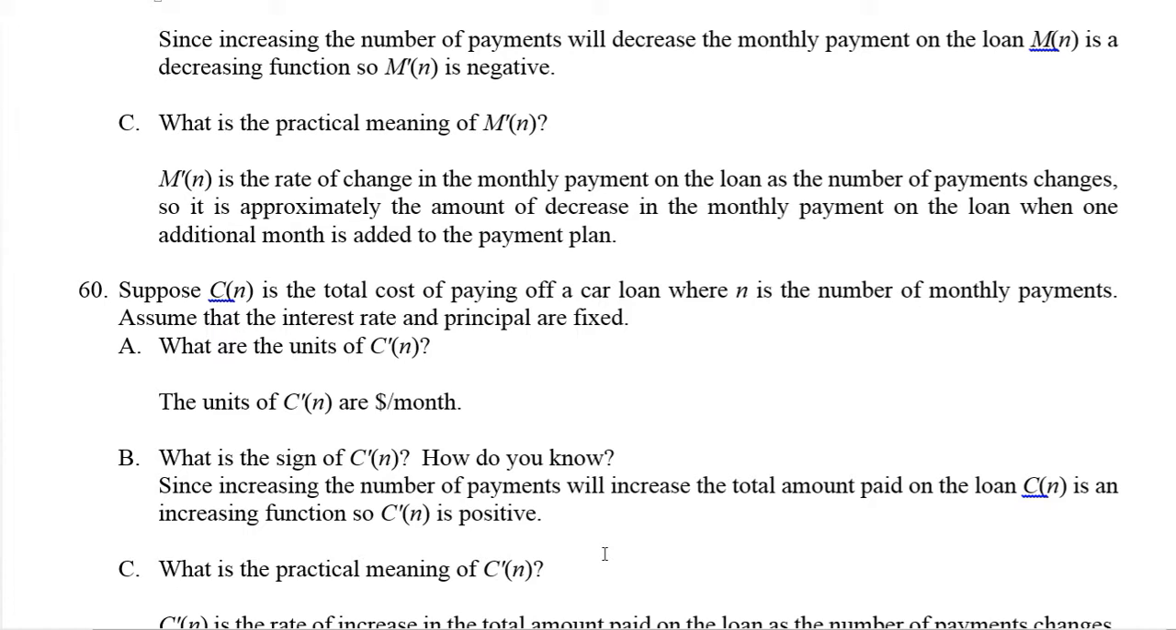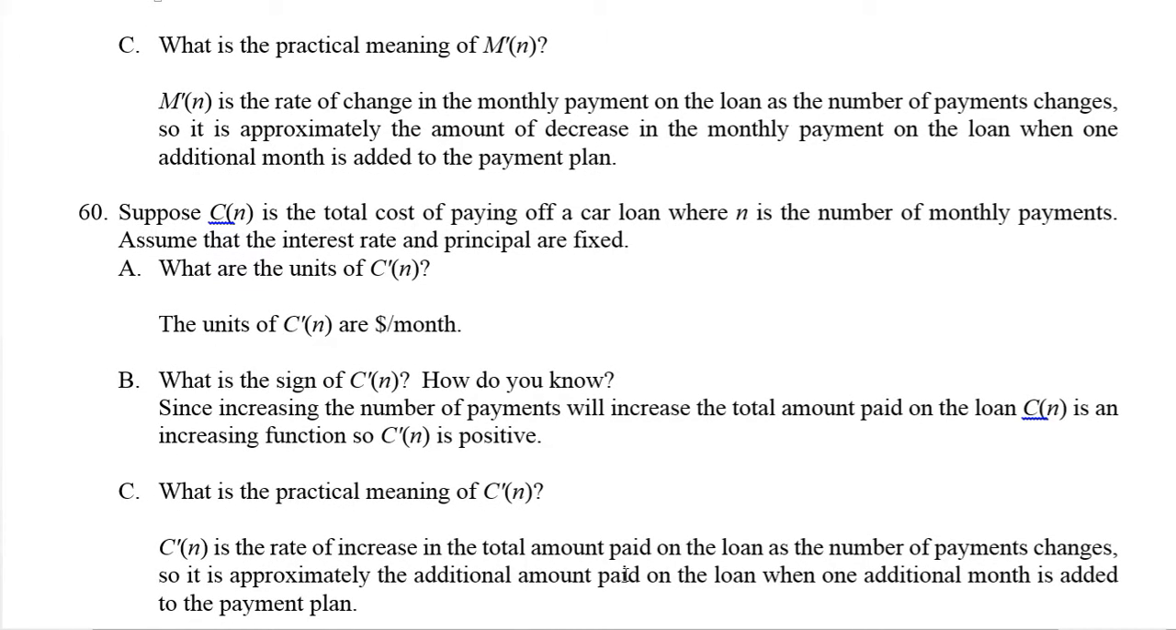What's the practical meaning of C prime of N? Well, it's the rate of increase in total amount paid as you increase the number of payments, or it's approximately the additional amount you pay in total for the car, including the interest and the principal, as you increase the number of payments by one. So if you add one additional month to the payment plan, this will be the additional amount that you're going to add to the total amount you pay for the car.